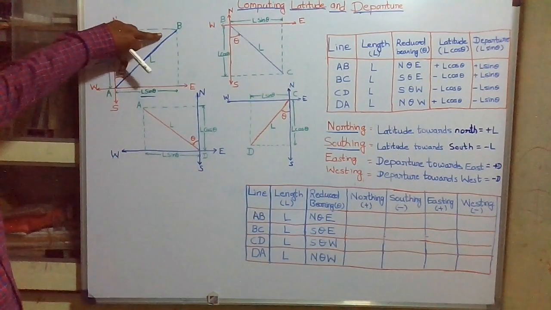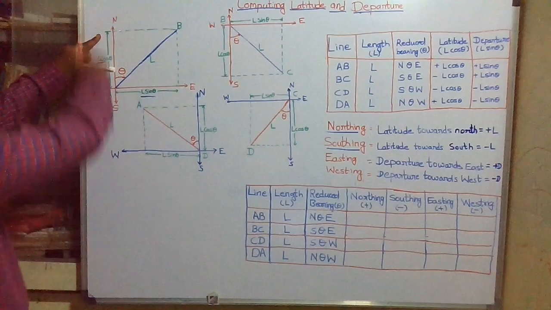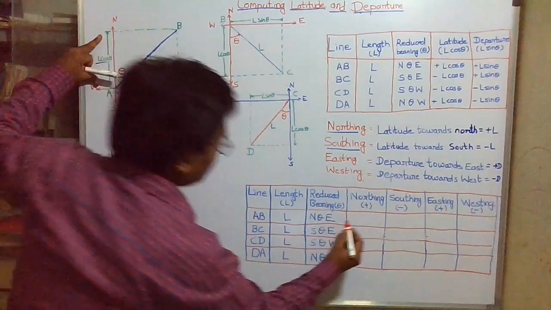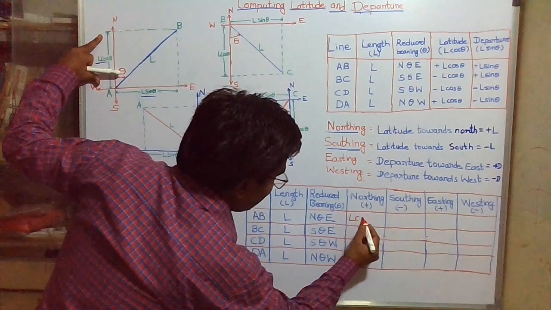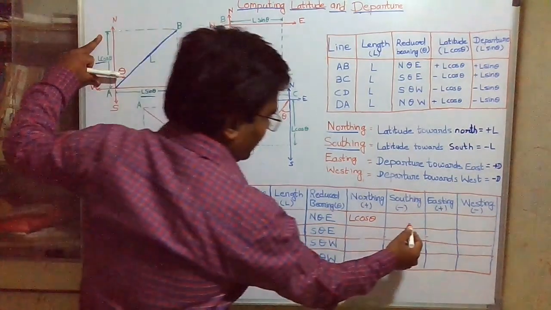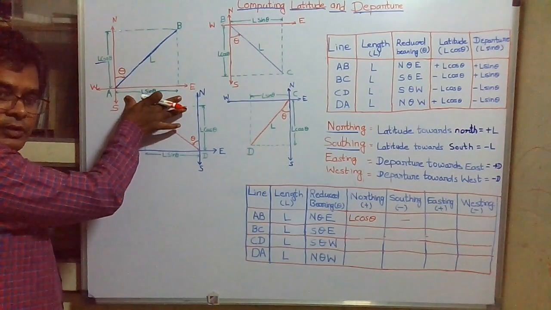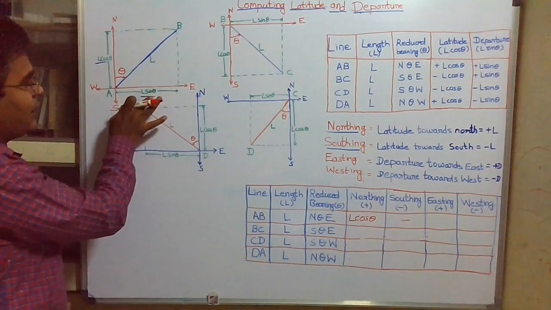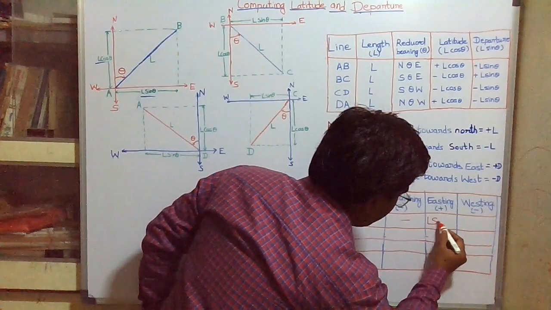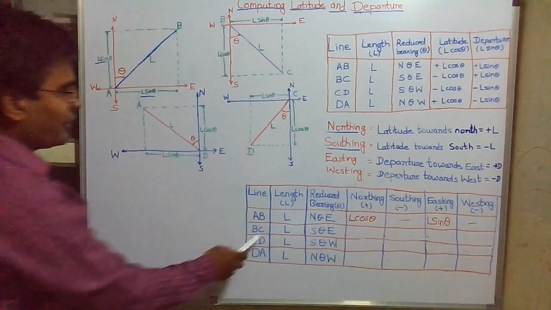See, this is the line AB. What is its latitude? It is L cos theta along north, so it is northing. So for line AB we write L cos theta in the northing column. In the southing column there will be nothing. The departure of this line is along east, which is easting, so we write the departure L sin theta in the easting column.